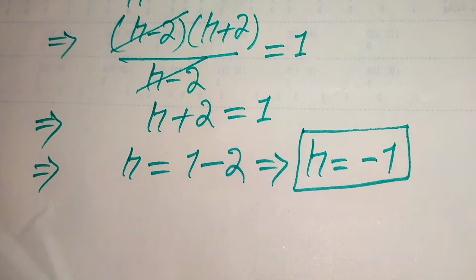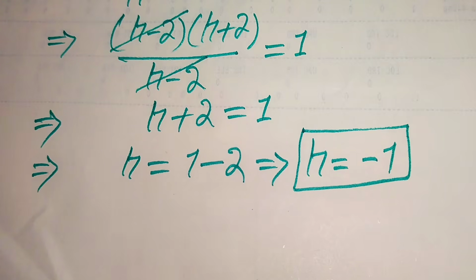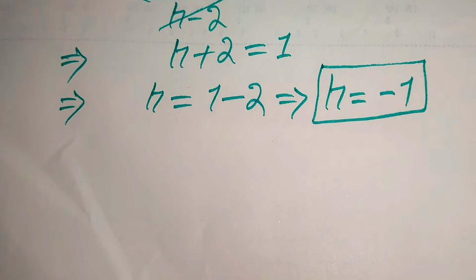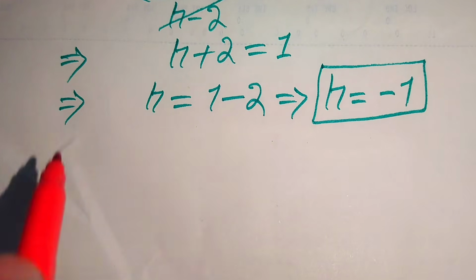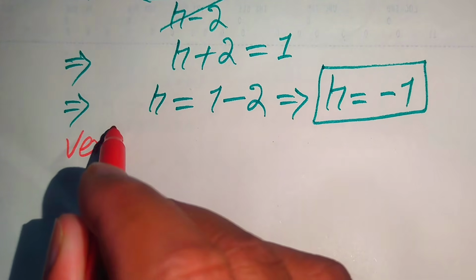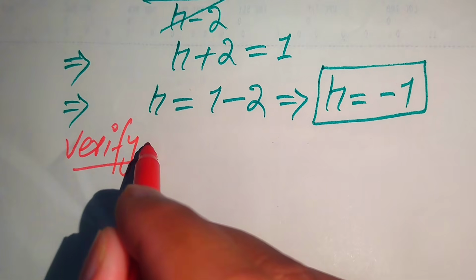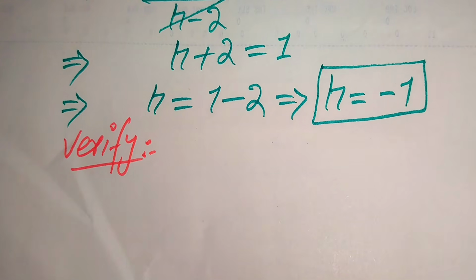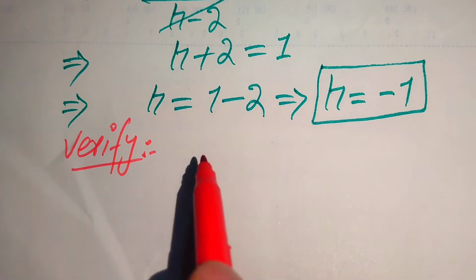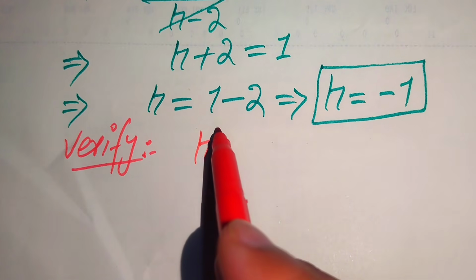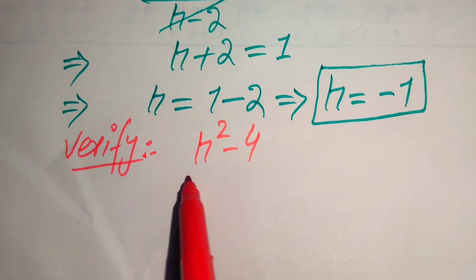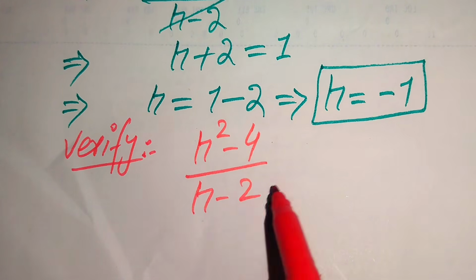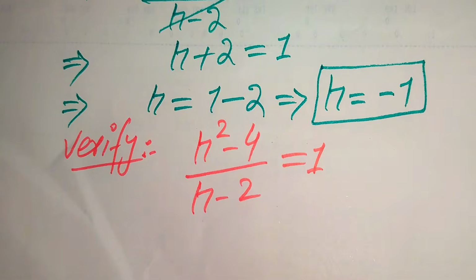So in this method we get only one root of the given equation, and that is h equal to −1. Now, in the next step, we need to verify whether this value of h is a solution or an extraneous root. So for verification of this value of h we need to copy down the given question statement. Here it is (h² − 4) divided by (h − 2) equal to 1.